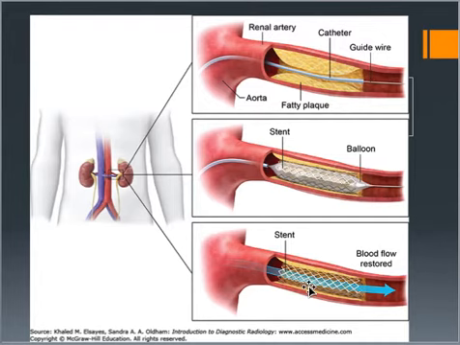Then it'll lock it in place, and then they can deflate that balloon and pull the catheter back out with the guide wire. And then you've just got that stent in place that's opened up that blood flow again. It's really quite amazing what they can do.